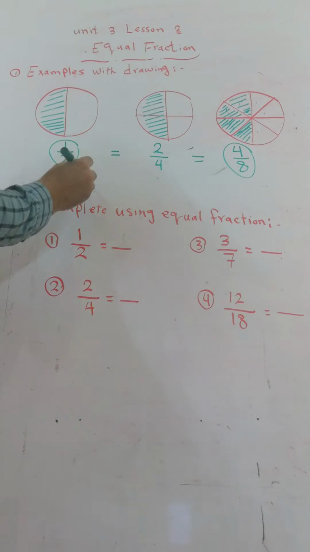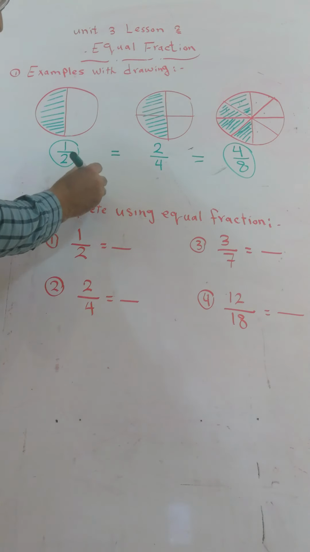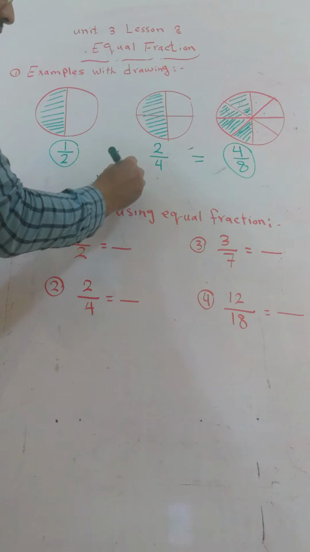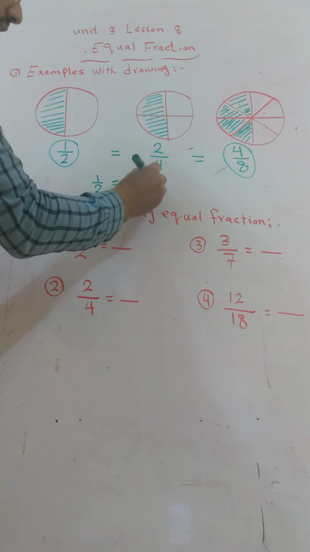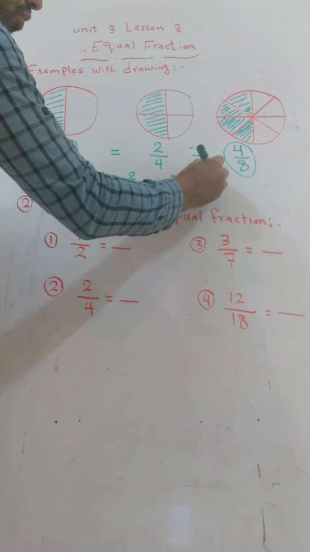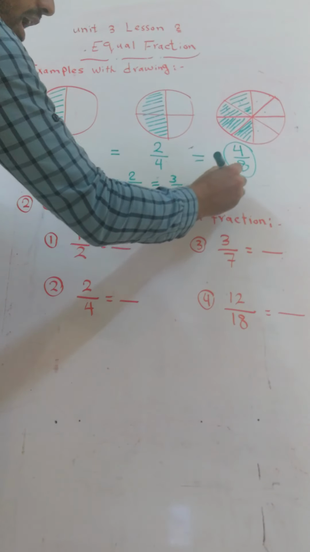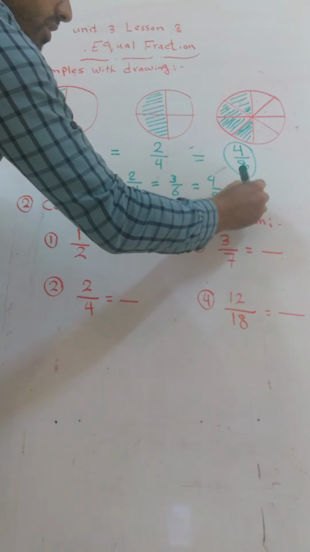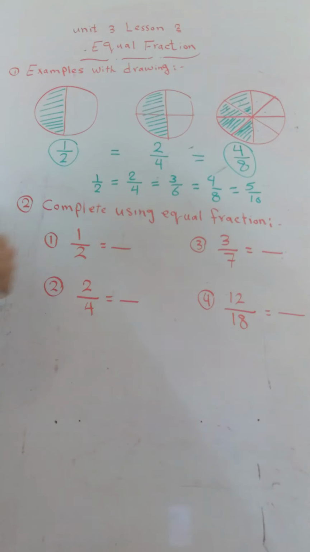So we can use this rule to write so many fractions. Half equals 2/4, equals 3/6, equals 4/8, equals 5/10, and so many fractions. The numerator is half the denominator. So they are equal fractions: they have the same value but different numbers.